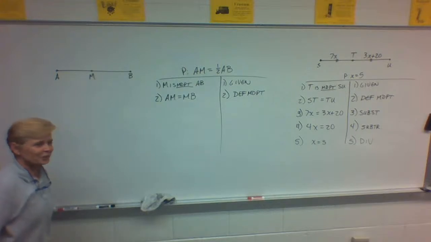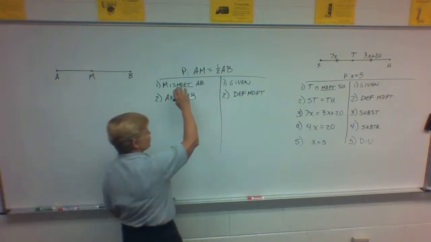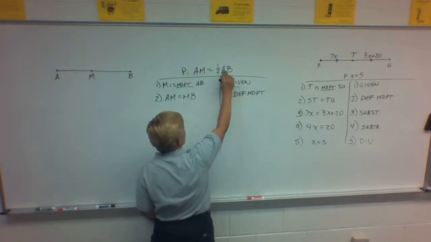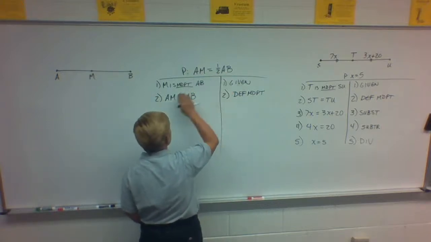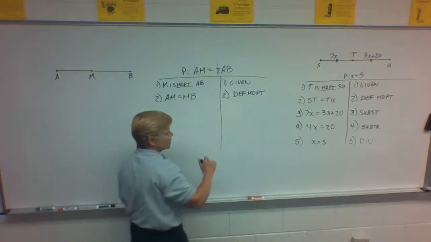Okay, now the rest of this, you're going to look at it and go, are you kidding me? AM is half of AB. That's what we're trying to prove. I've got AM in there. If I'm going to prove that AM is equal to half of AB, I'm going to need AB in here somewhere. And I have AM and MB, so I got the AM, but I don't have the AB mentioned.